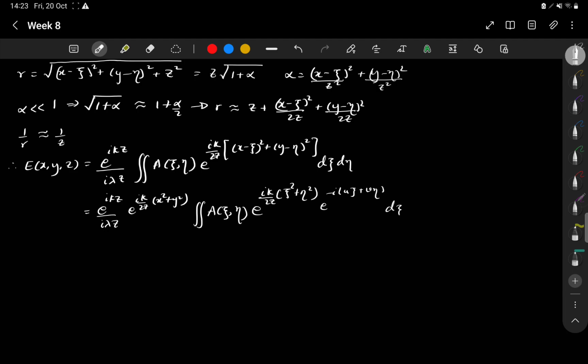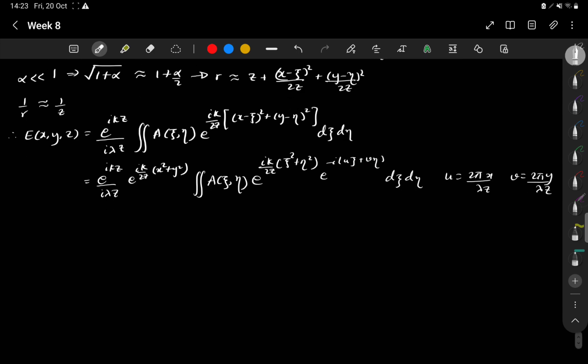So this is the final expression. Now here u is 2 pi x over lambda z, and v is 2 pi y over lambda z in this exponential term over here. Now, this is the case for Fresnel diffraction. This is Fresnel. For Fraunhofer, we replace this particular exponential by 1.